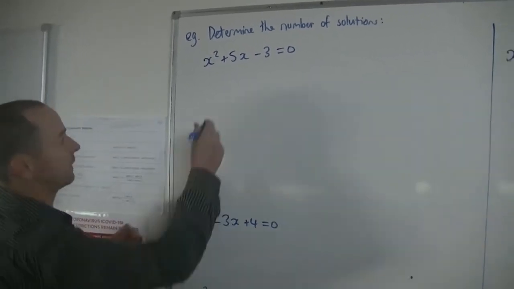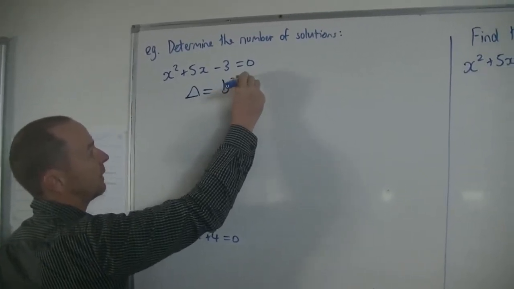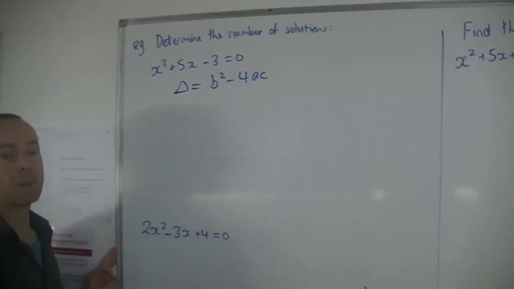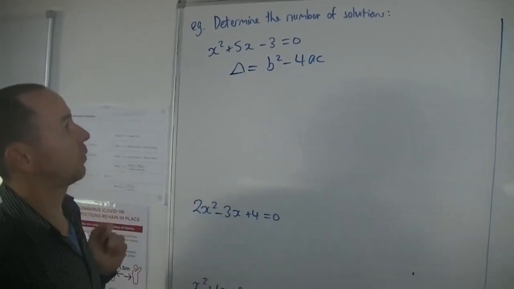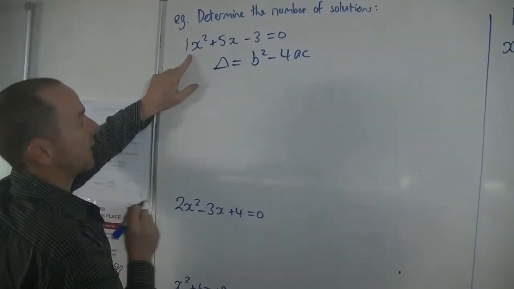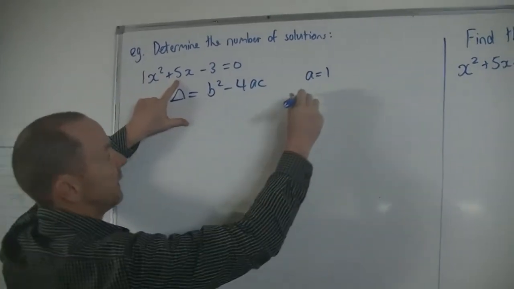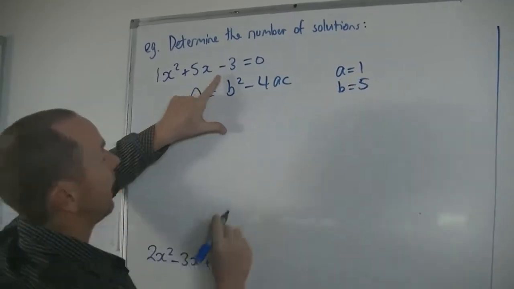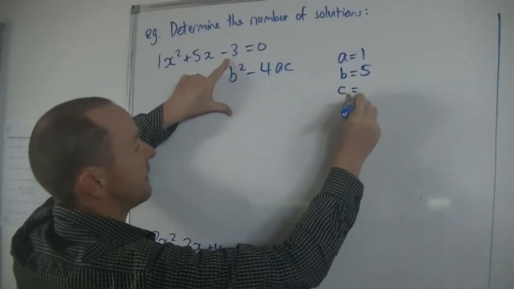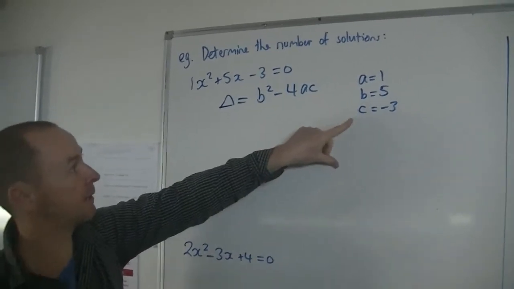We use the discriminant. I'm going to write down the discriminant first. Discriminant equals b squared minus 4ac. Now before we actually work it out, I need to know what is a, b, and c. So what is x squared? It's really 1x squared. So the value of a is 1. The value of b is 5, and the value of c is negative 3. Be careful, it's a negative there. So there's my a, b, and c value.